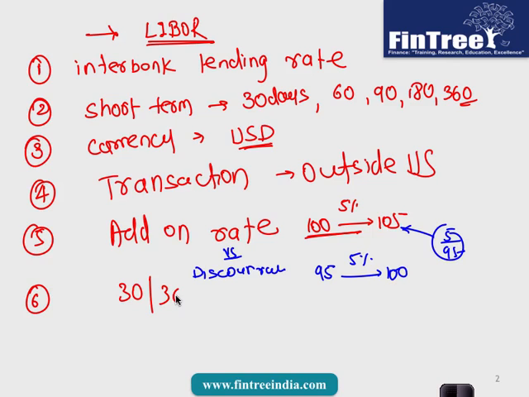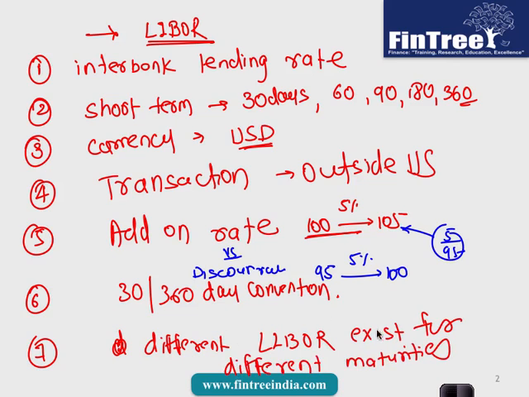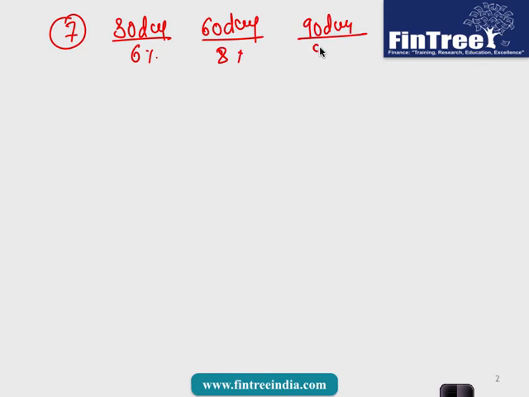The next point, it uses the 30 by 360 day convention. Seventh, different LIBOR rates exist for different maturities. What does it mean? Let's say the 30-day LIBOR rate is 6%, the 60-day LIBOR rate is 8%. Now generally there isn't such a big difference, only for example's sake. And the 90-day LIBOR rate, let us say, is 9%. We want to take a loan of $1 million US for 60 days.